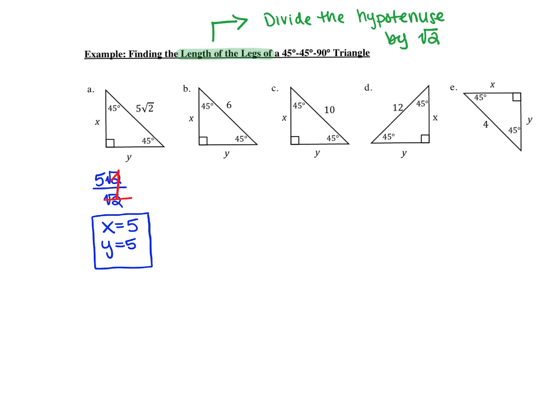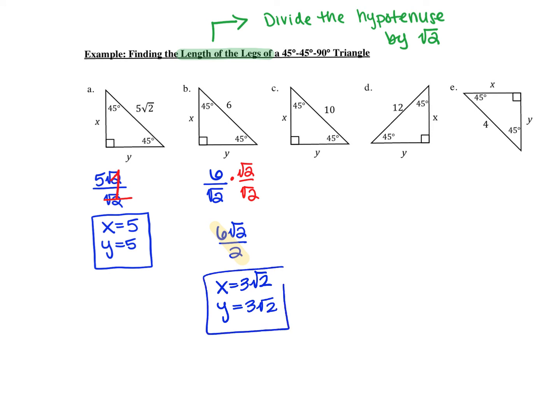So for letter B, your hypotenuse is 6, and then we're going to divide that by the square root of 2. So remember, we have to rationalize the denominator because we cannot have radicals in the denominator. So you're going to multiply by root 2 over root 2. That will give us 6 root 2 over 2. And then you're going to simplify that 6 divided by 2. That's going to be 3. So x is 3 root 2 and y is 3 root 2 for your final answers.